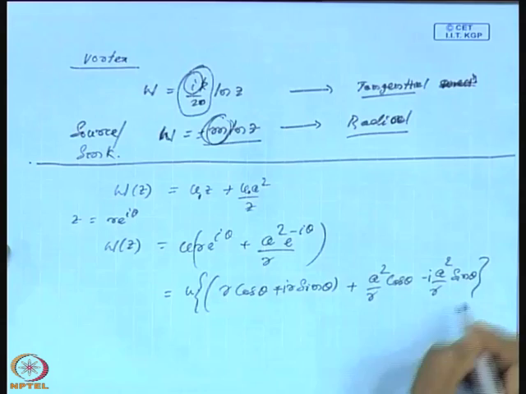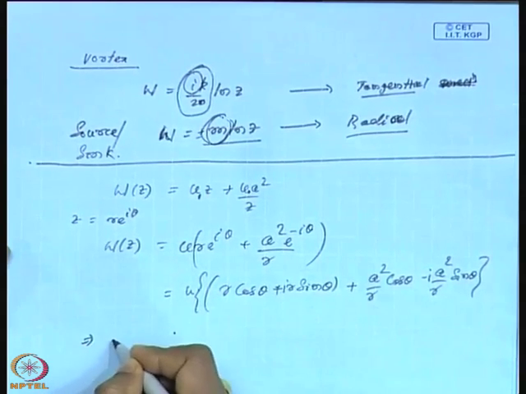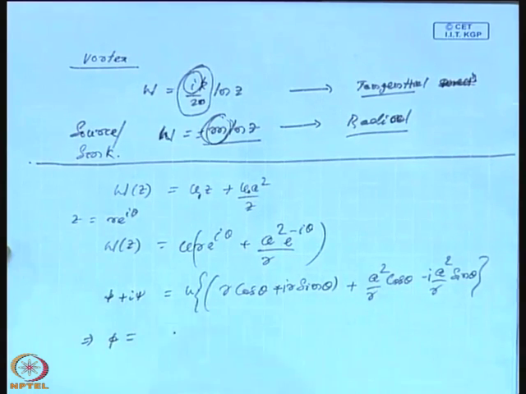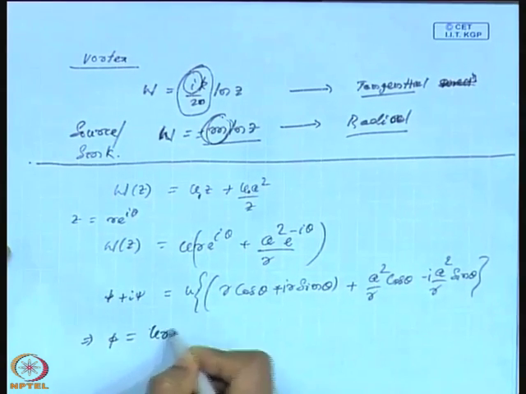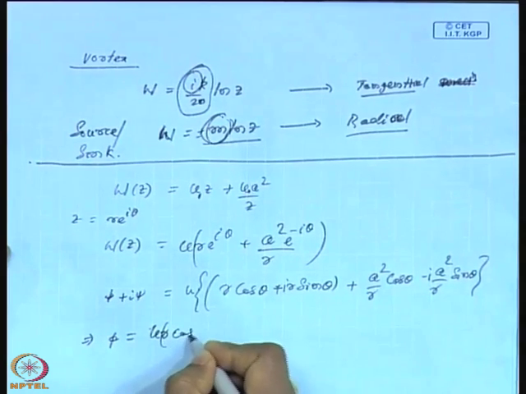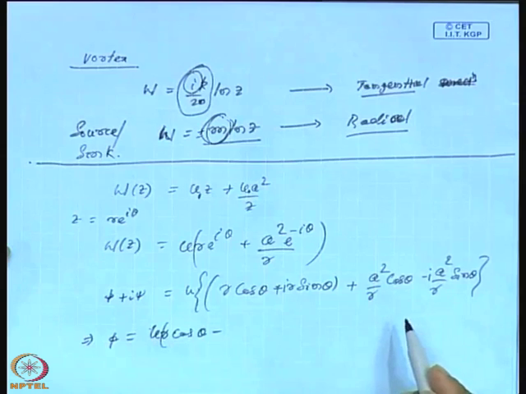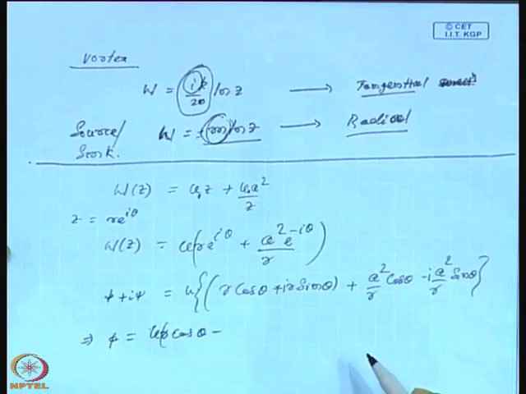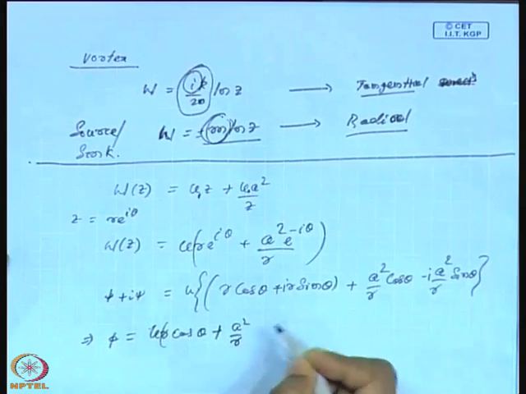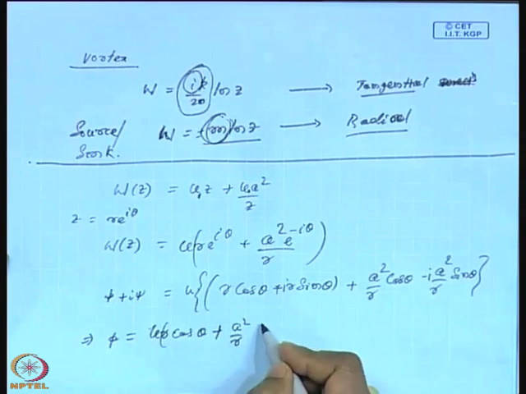And this gives me, which implies I will get phi, because W is nothing but phi plus i psi. If I equate the real and imaginary parts, I will get phi is U times r cos theta plus a square by r cos theta again.